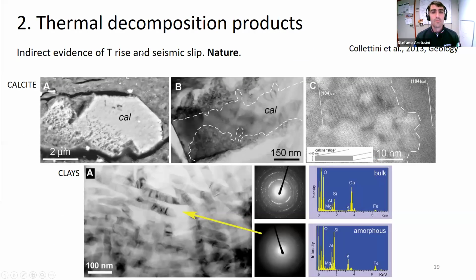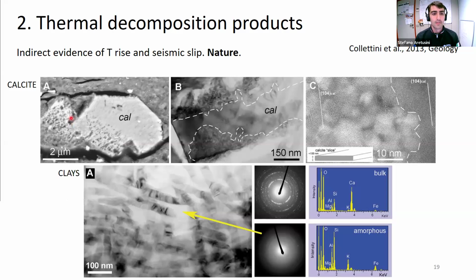Whereas if you move to calcite and clays, the natural evidence of seismic slip and related temperature rise was more scarce. Recent work from Collettini has shown that calcite behaves slightly differently, and clays as well. When associated with seismic slip, they tend to decompose. So their crystal lattice is basically degrading, as you see from the development of this porosity here.